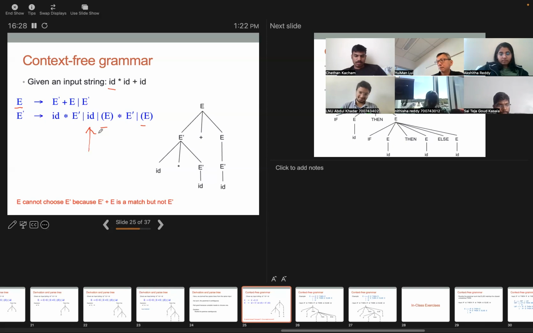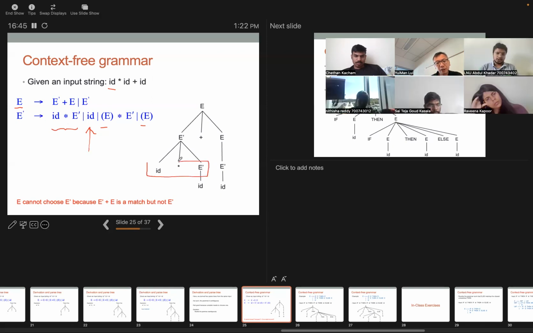Okay. Everyone convinced? ID is not the right choice. All right. Then that leaves us no choice, right? We have no choice, then you have to choose ID times E prime, which is what we have here. So this E prime is going to be replaced by ID times E prime. Okay. So we have ID times E prime plus E. All right. Do you agree?